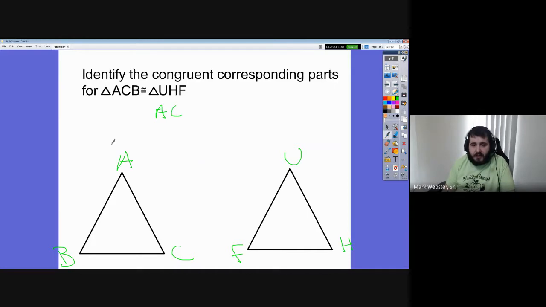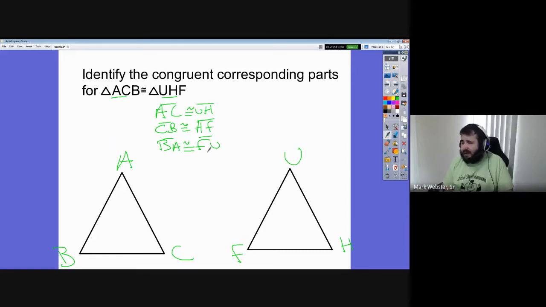We got AC and UH, right? And we know because AC are the first two, UH are the first two, right? Then we can do CB and HF. And then last we can do BA and FU. And don't forget to put the little hats on so that we know that we're dealing with line segments. So here's our 3 side pairs.